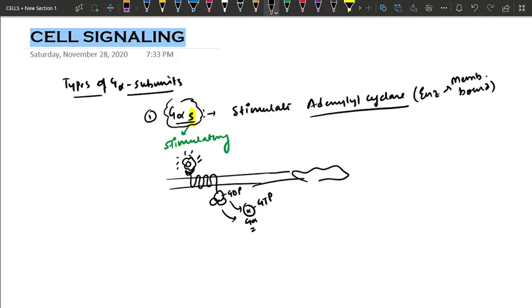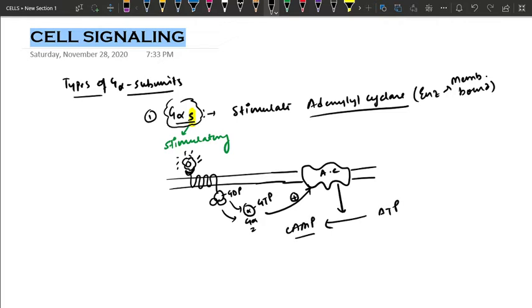a particular membrane bound enzyme. I will just draw the membrane bound enzyme over here. Suppose this is the membrane bound enzyme, and this enzyme is known as the adenylyl cyclase, AC. So this will actually stimulate this adenylyl cyclase. Now when adenylyl cyclase is stimulated, what happens? This adenylyl cyclase actually converts ATP to cyclic AMP, and this cyclic AMP will then activate the protein kinase A.